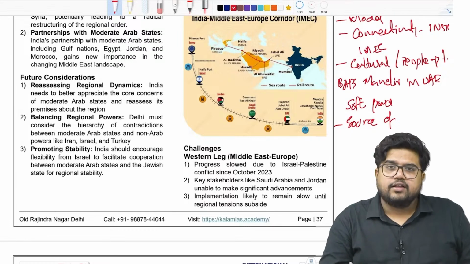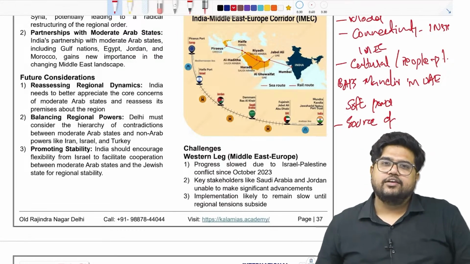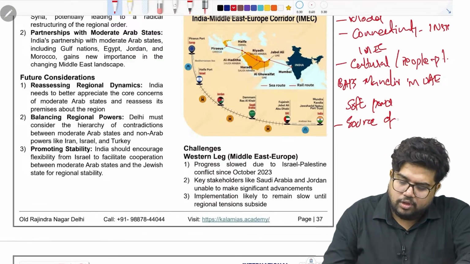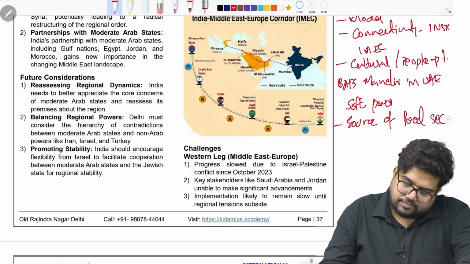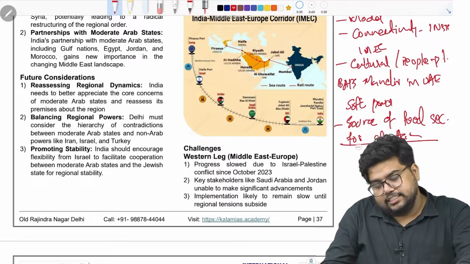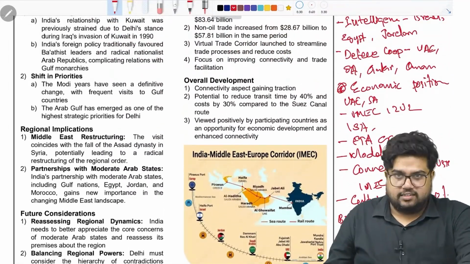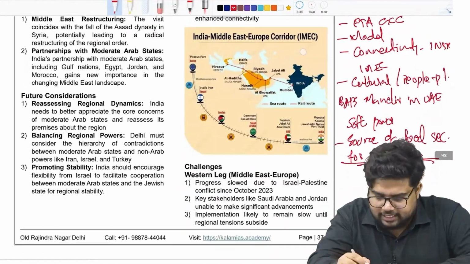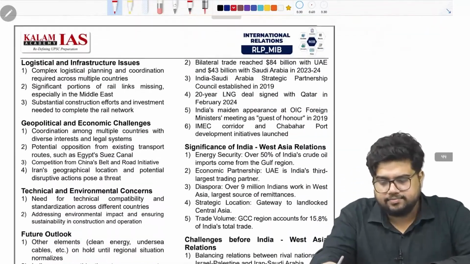So India, having this climatologically favorable position, as well as being a dominant player in agriculture, can be a source of food security for West Asia. So these are the different dimensions. If a question comes on what India can offer to West Asia in this situation of turmoil, these are the things you should write in your answers.